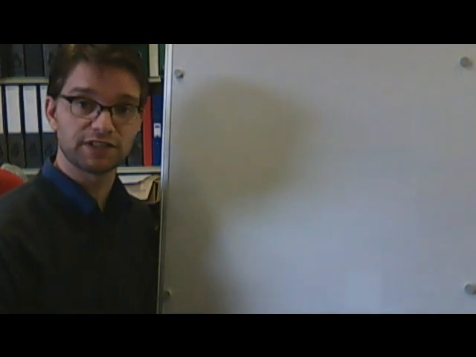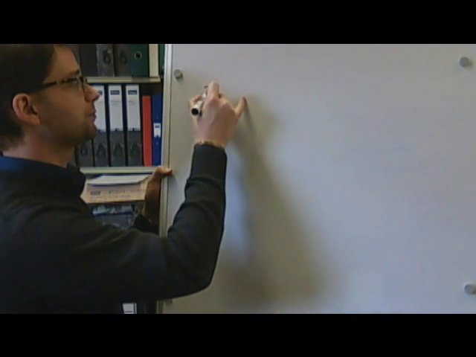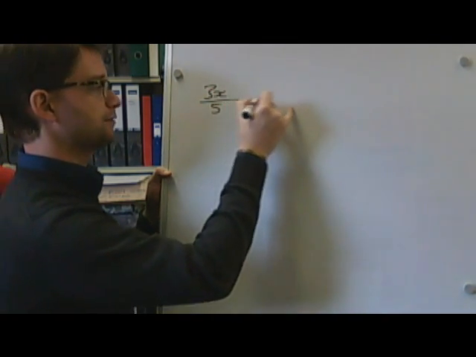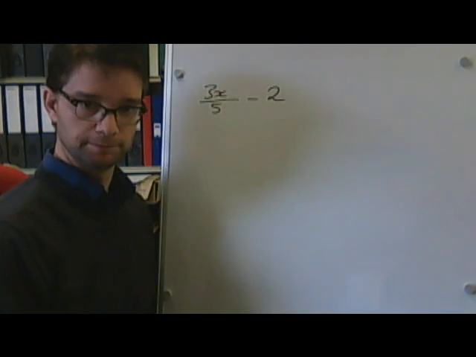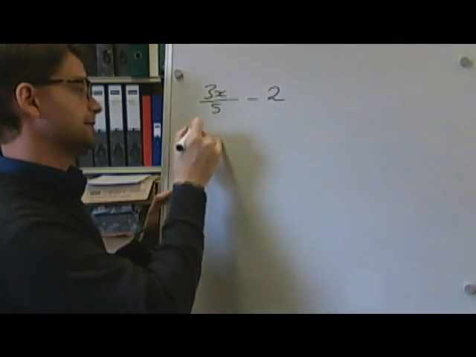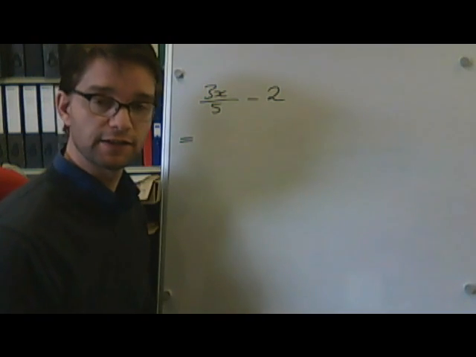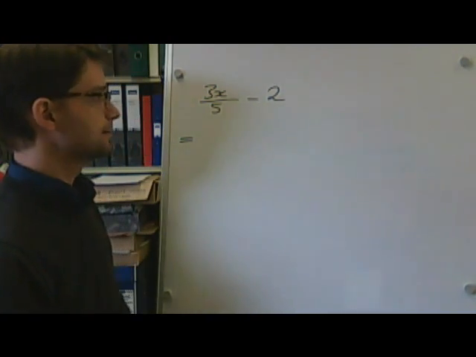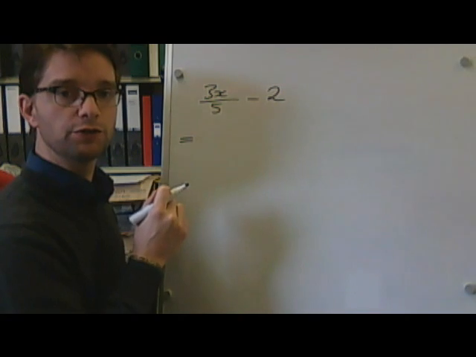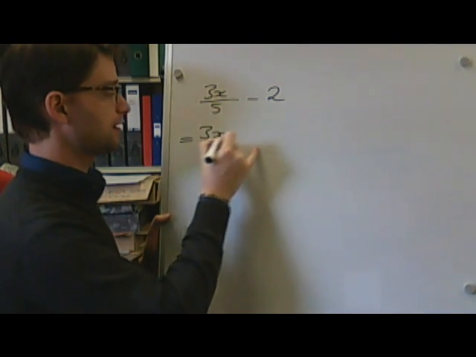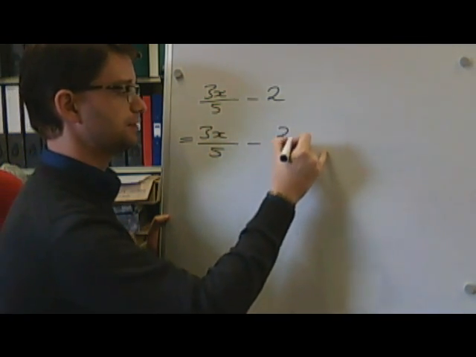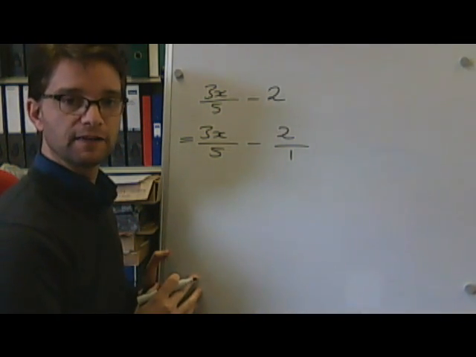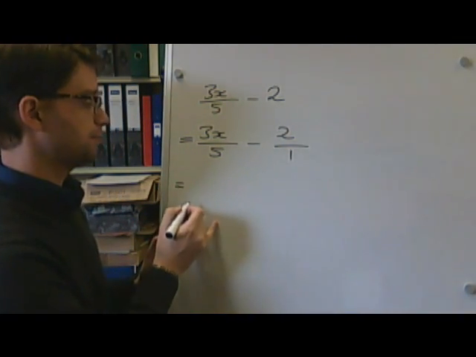Subtracting algebraic fractions is just the same as subtracting numerical fractions, which is just the same as adding numerical fractions. The rules are all the same, you've just got a minus sign instead of a plus sign. So to do something like 3x over 5 minus 2, the same way as we did when we had a y on its own earlier to add up a fraction, I'm going to treat this 2 as 2 over 1. So I'm going to start by thinking of this as 3x over 5 minus 2 over 1. And then I'm just going to use the same process as before.